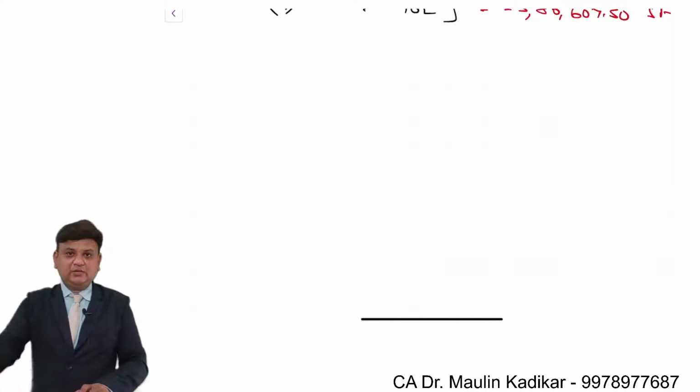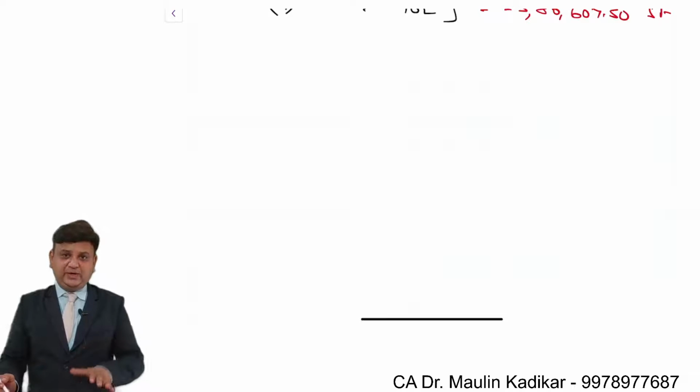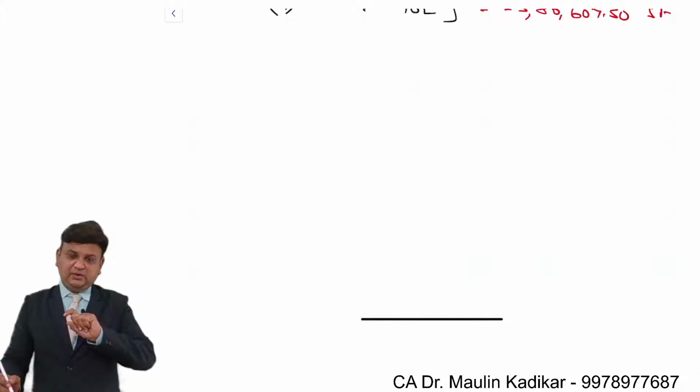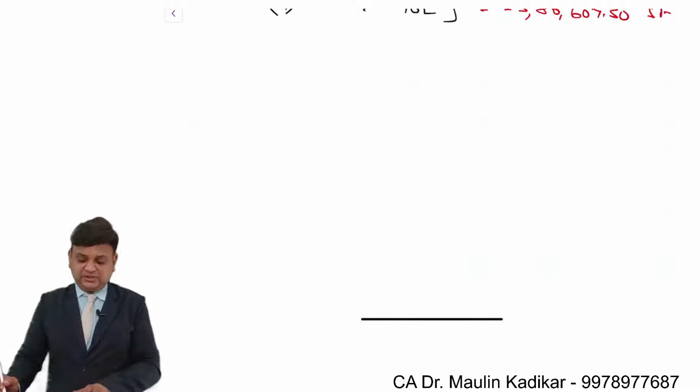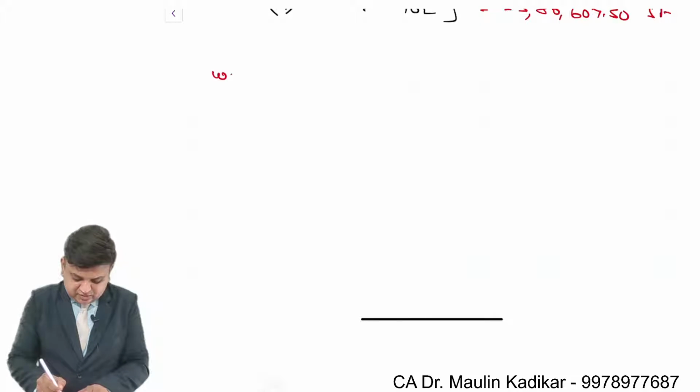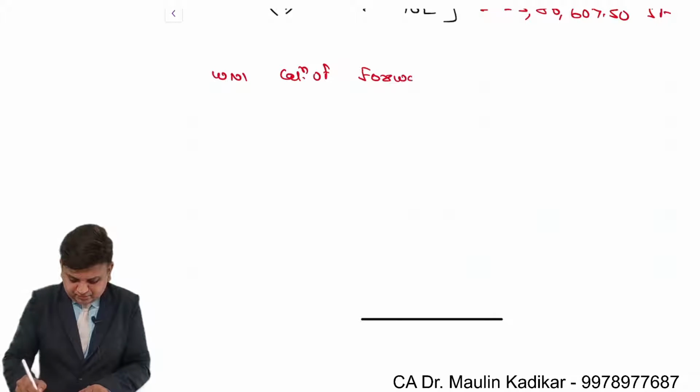So over here we are required to make the computation of the swap points. For that, we are required to compute the spot exchange rate. We have to compute the forward exchange rate for Swiss franc per pound, and then we will be able to do the same. So let us make the calculation of the answer. Working note number 1. Calculation of forward exchange rate.